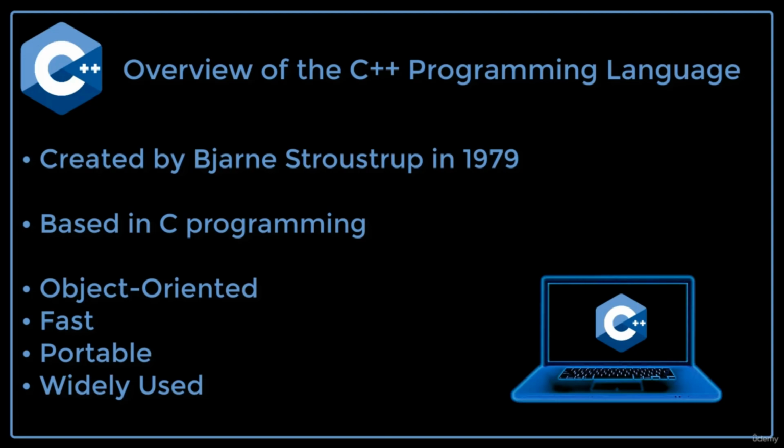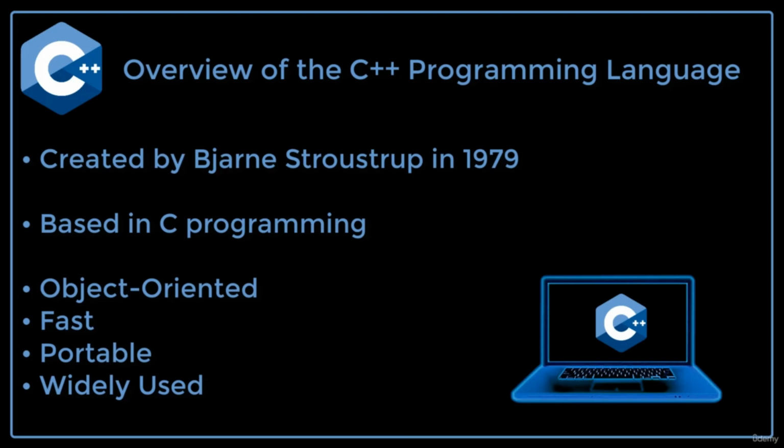C++ is object-oriented, fast, portable, and widely used. C++ is an object-oriented language, meaning it gives us the ability to create classes that serve as the blueprints for creating objects. It supports the 4 pillars of object-oriented programming, or OOP, which are inheritance, encapsulation, abstraction, and polymorphism. If these concepts are unfamiliar to you, don't worry. We'll be doing a deep dive on OOP later in the course.